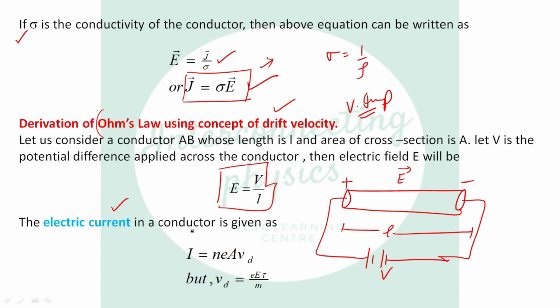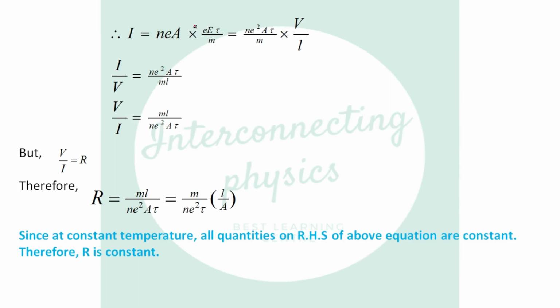Now, electric current in a conductor is given by, we know the relation between current and drift velocity, I equal to neAvd. And what is vd? It is the drift velocity, which is equal to small e, capital E, tau divided by m, where e is the charge on the electron, E is the electric field, tau is the relaxation time, and m is the mass of the electron. So when we put the value of vd here, we will get n e square A tau divided by m multiplied by V upon L.